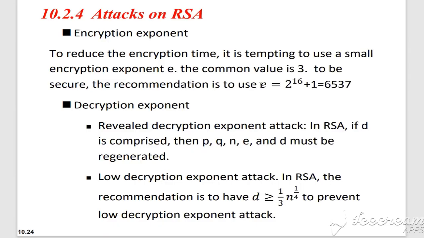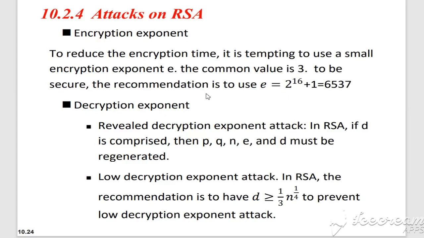So the next is the encryption exponent attack. This attack is performed basically when we use a small encryption exponent to reduce the encryption time. Since this attack doesn't result in the breakdown of the system, but still we need to avoid this kind of attack, the recommendation is to use e as 65537 or a value very close to this.